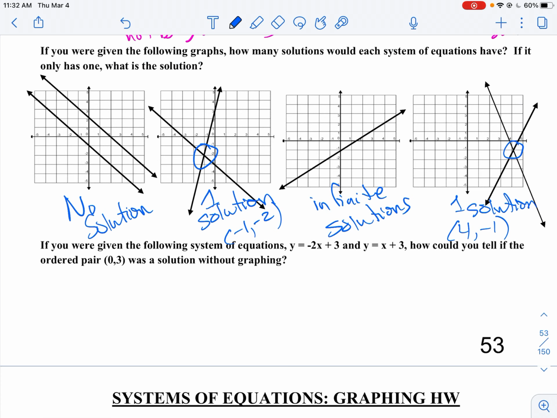Okay, if you were given the following set of equations, how could you tell the ordered pair was a solution without graphing? Well, what's the y-intercept for the first one? 0, 3. What's the y-intercept for the second one? 0, 3.